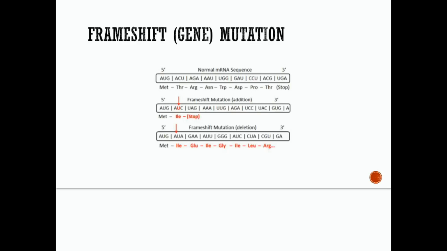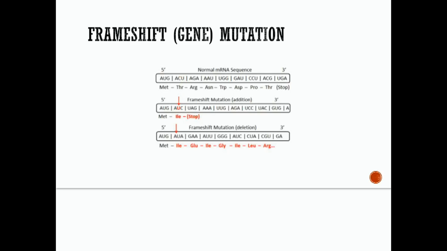Insertions or deletions in multiples of 3 will cause a protein to be shorter or longer than normal, but the entire sequence of amino acids will not be shifted. The image shows how insertions and deletions affect a polypeptide sequence. Right here, it's adding, so insertion, a U. So instead of ACU, it's going to add a U in between the A and the C.